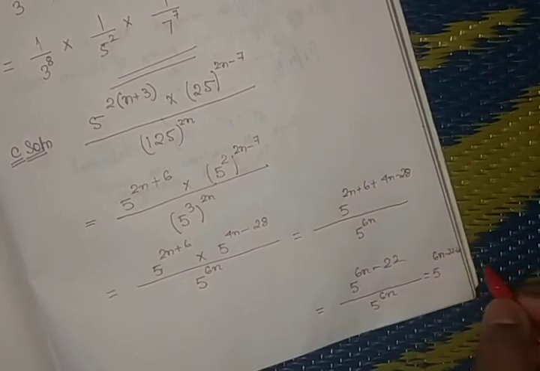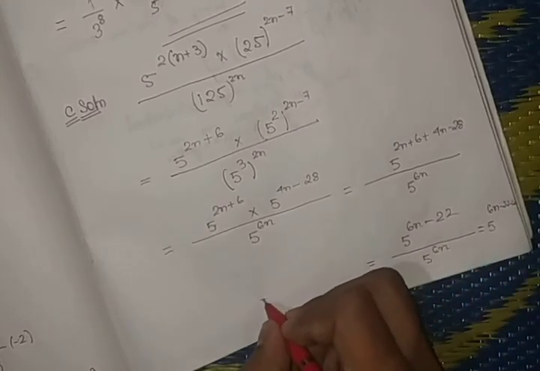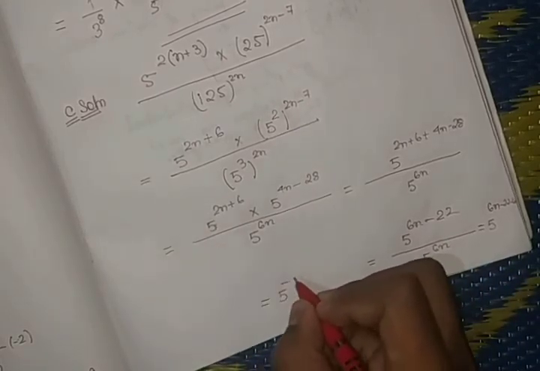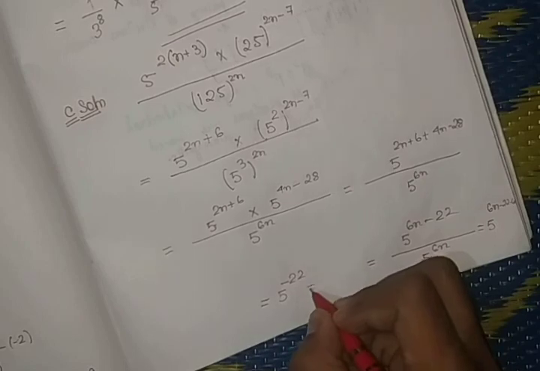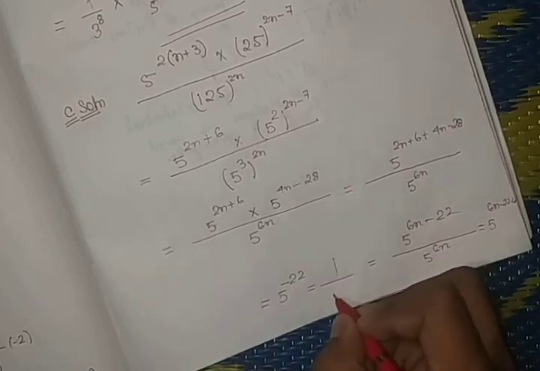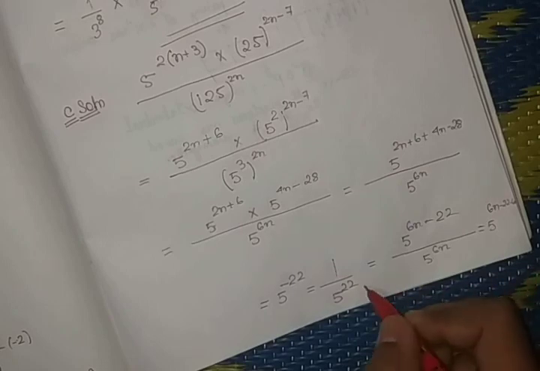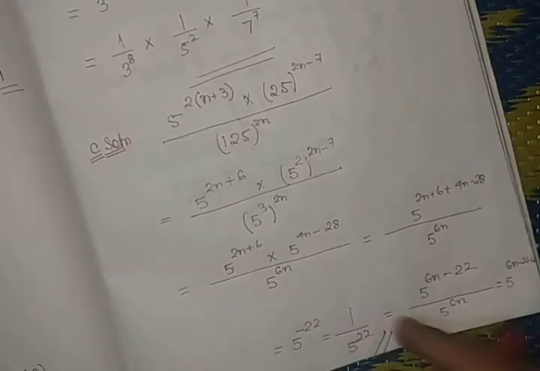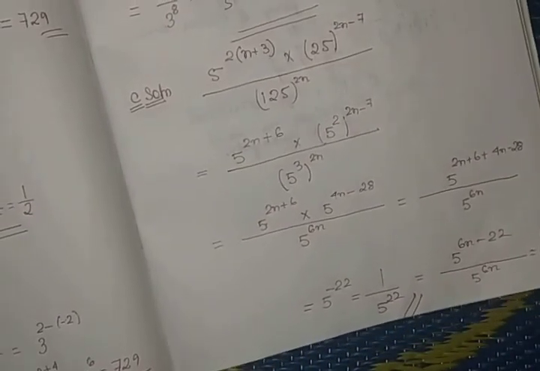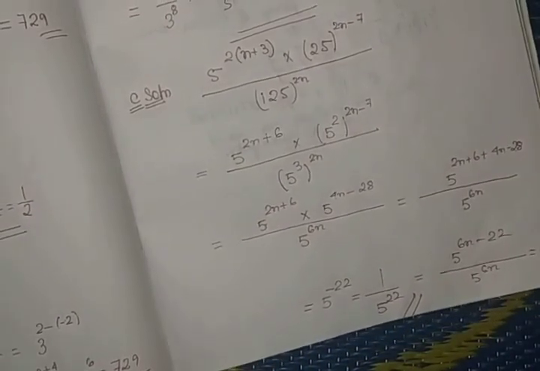6n minus 6n will be 0. This will be equal to 5 to the power minus 22. Now we have been said that we have to express it as positive power. Writing the reciprocal, it will give us 1 by 5 to the power 22, and this will be the solution for this one, question number D. In the next class, we will be doing the remaining questions.